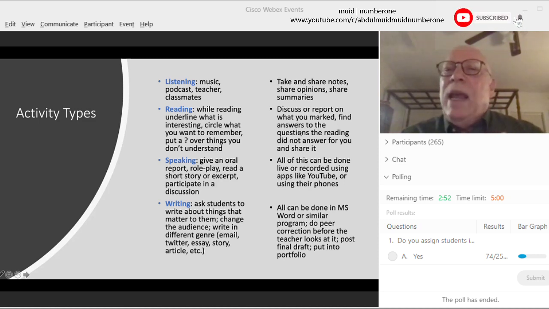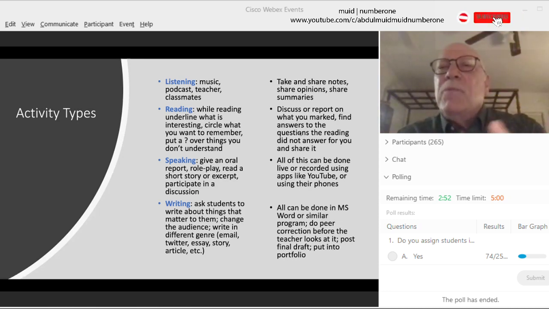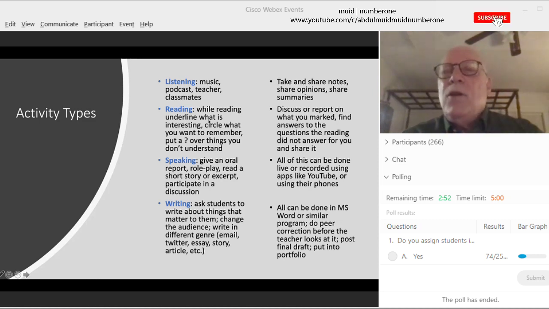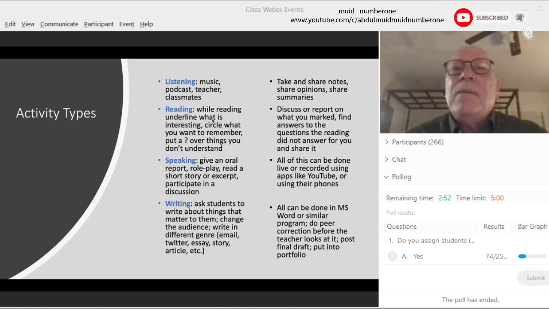It's easier for me than to go back and write a summary or write a response to a reading if I've actually engaged with the reading in that physical way. So I suggest that when you give your students something to read, you ask them to do that, and maybe even ask them to share with you what they underlined, what they circled, and what they questioned.